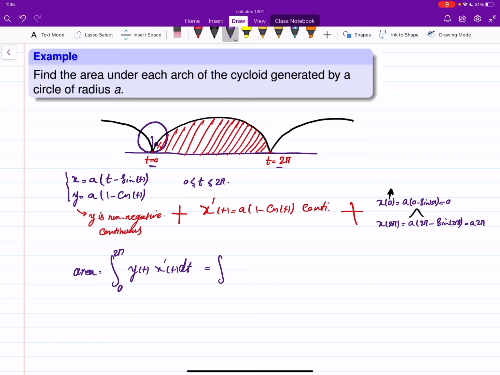Now I can plug in everything there. This is a times 1 minus cosine t. The derivative of x is a times 1 minus cosine t there, dt. And as a result, we have a squared integral from 0 to 2 pi, 1 minus cosine t times 1 minus cosine t. It's 1 minus cosine t squared expanded. 1 squared minus 2 times first one times second one plus the second squared.